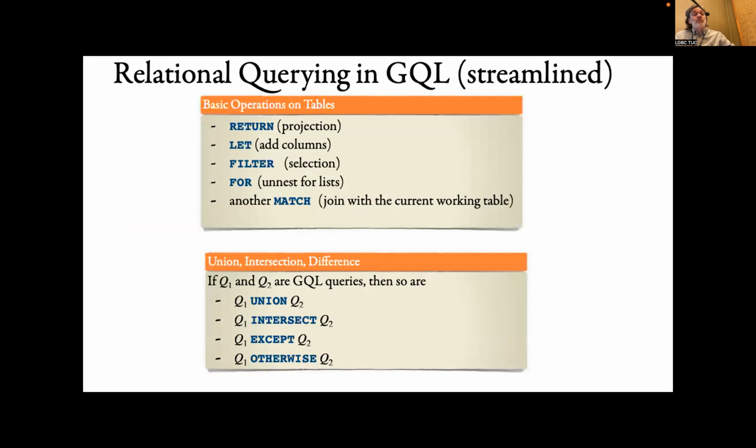Then, of course, from that point on, we go to relational querying. And again, thanks to Stefan, who already showed that, and to Keith, who showed some examples. So we have these things. We have return, which is a projection. You can think of the projection or output. We have let, which adds columns. We had filter, which is a selection. We had for, for unnesting lists. And you can do another match that does a match and joins with the existing table. And we have the usual set operations like union, intersect, except. You can do otherwise. So if one query is not empty, it returns. Otherwise, the second one is returned.